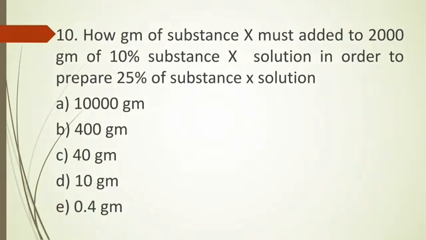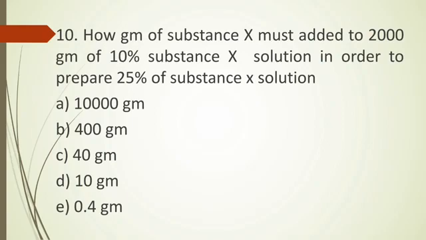Now let's see the last question. How many gram of substance X must be added to 2000 gram of 10% substance X solution in order to prepare 25% substance X solution? Option A 1000 gram, option B 400 gram, option C 40 gram, option D 10 gram, and option E 0.4 gram. So we have to find out the quantity of X which should be added to 2000 gram of 10% substance X in order to obtain 25% substance X.